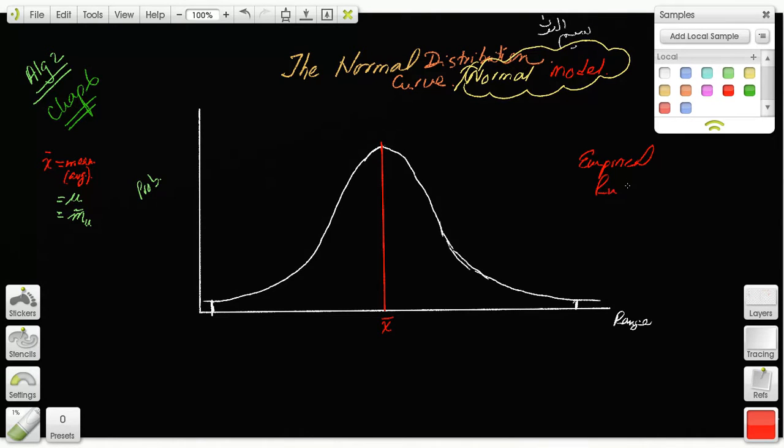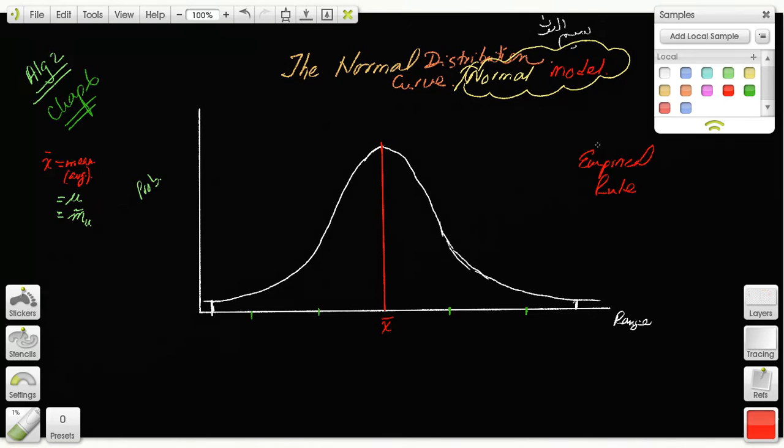The massively important rule: the empirical rule. The empirical rule says that if you take the mean, and you go one standard deviation away from the mean, and then two standard deviations from the mean, you have captured a certain amount of data. Now to understand that, we're going to have to do the following exercise.